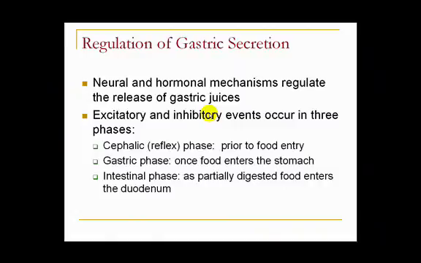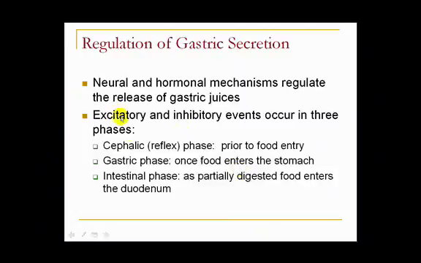And there's 3 phases that regulate gastric secretion. There's what we call the cephalic phase, which these are things that happen prior to food entering the stomach to either excite or inhibit secretions. Then there's the gastric phase, and these are events that happen to cause gastric secretions to increase or decrease once food enters the stomach. And then there's the intestinal phase, which are things that excite or inhibit gastric secretions once the food enters into the duodenum.